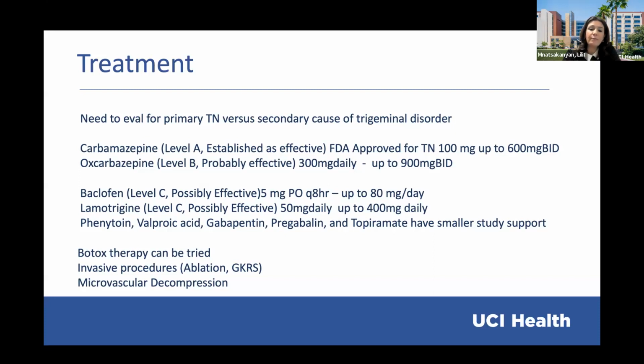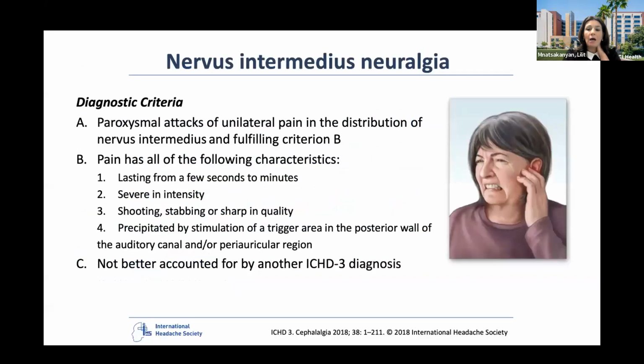Now, for more definitive management, when the medication management fails, Botox therapy can be tried, but there are also invasive procedures such as radiotherapies, ablation therapies, and microvascular decompression of the nerve if there is an identified conflict with a vessel at the root entry zone in the brainstem.